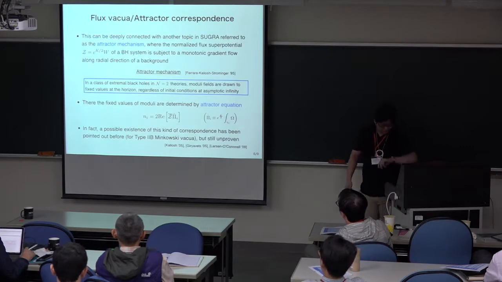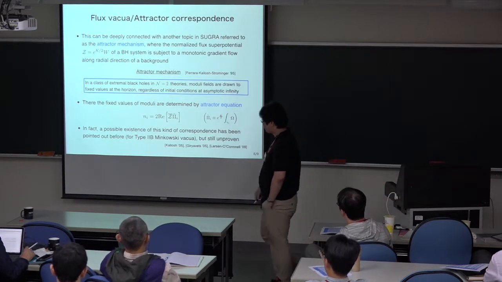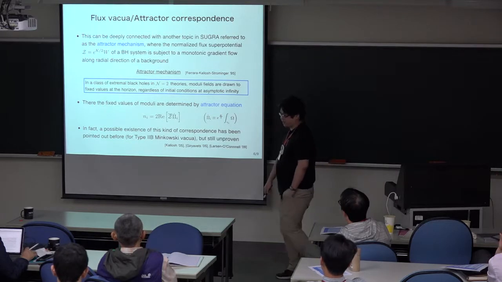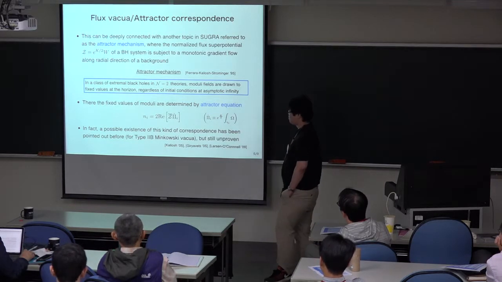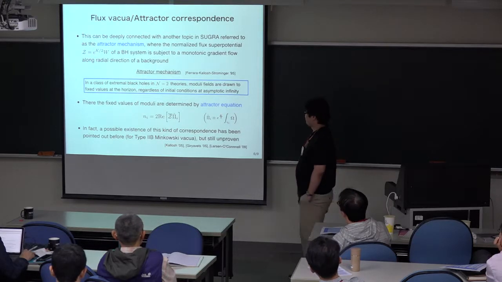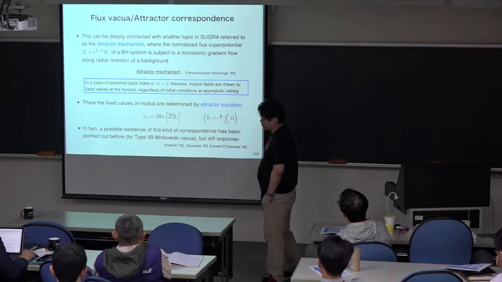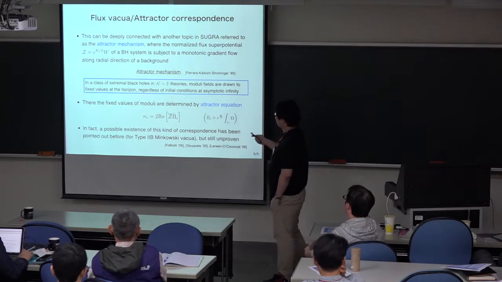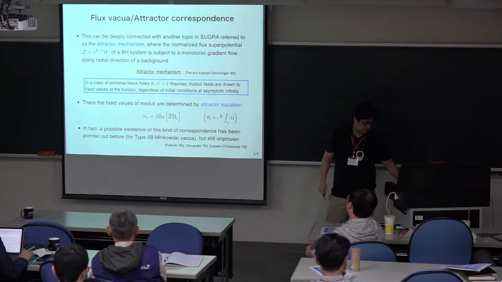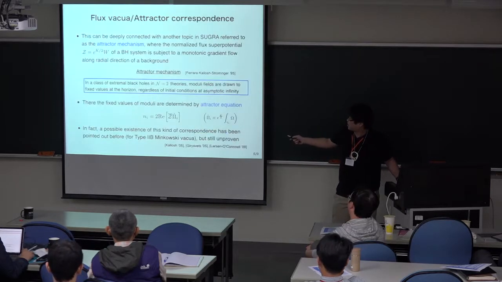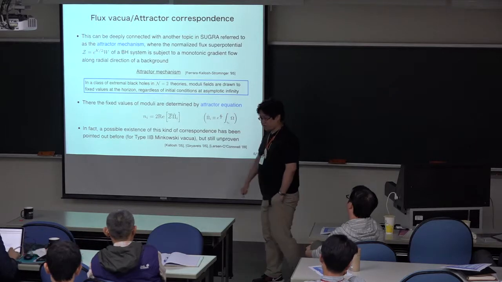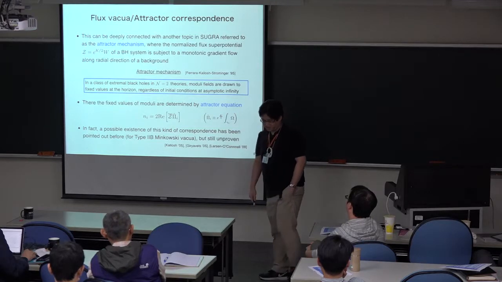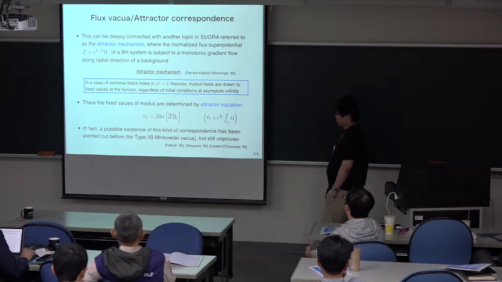So actually, in the process of verifying the underlying dynamics, we finally concluded that this monotonic behavior is deeply connected with a different topic in supergravity referred to as the attractor mechanism for N=2 supergravity. So in the attractor mechanism, the normalized flux superpotential is nothing but the central charge of a black hole system and is subject to a monotonic gradient flow along the radial direction of the near-horizon AdS2 cross S2 geometry.